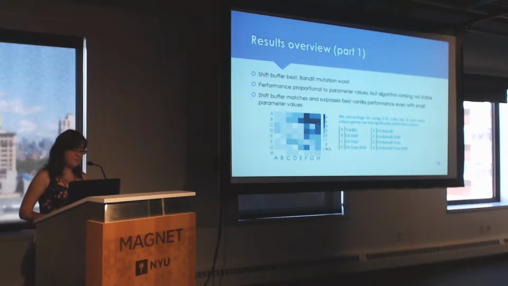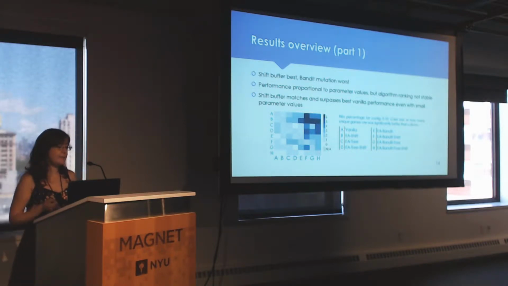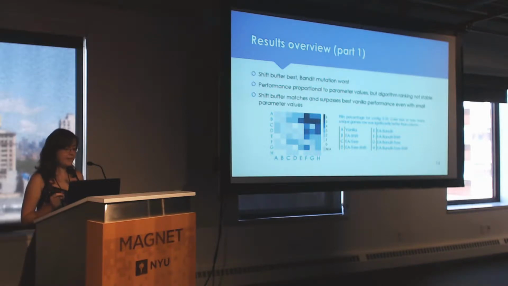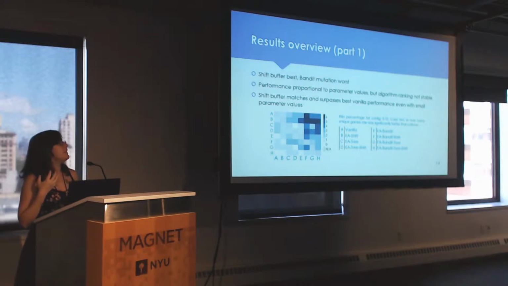For results, the shift buffer enhancement, so the one that preserves information between game ticks, turned out to be the best one, while the Bandit mutation was the worst. We actually observed a performance proportional to the parameter values that we've seen before in our studies. This was not very surprising. But one thing that was interesting was that the shift buffer enhancement manages to perform a lot better than the best vanilla algorithm in its low configurations. And the low configurations means that you get to do more generations, more evolution. So with this algorithm already being a lot better than the vanilla version, it means that there's a lot of space to improve the evolutionary process and get even better performance.